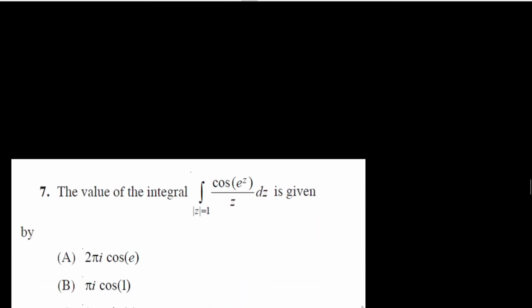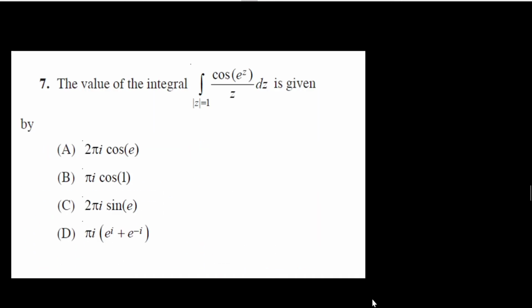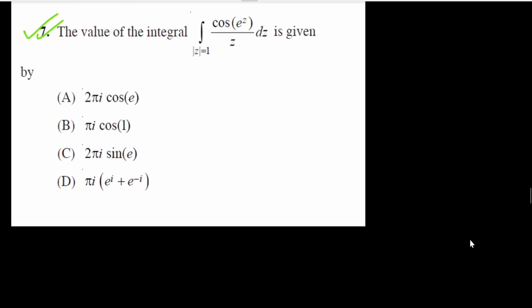The next question is question number 7, which also comes from complex analysis, complex integration. Now the value of the integration over mod z equal to 1 of cos of exponential z by z dz. In mod z equal to 1, the only singularity is z equal to 0, which lies inside this mod z equal to 1.